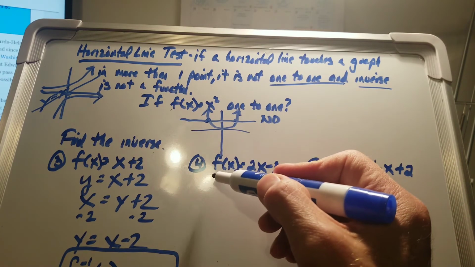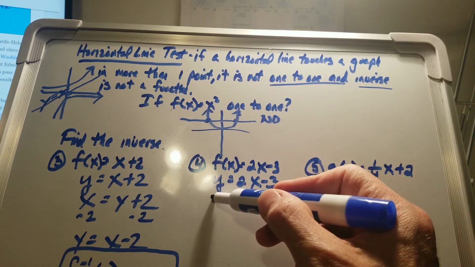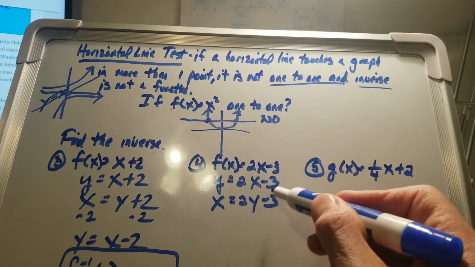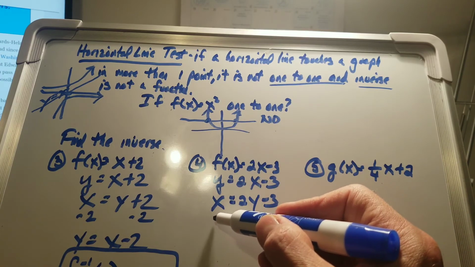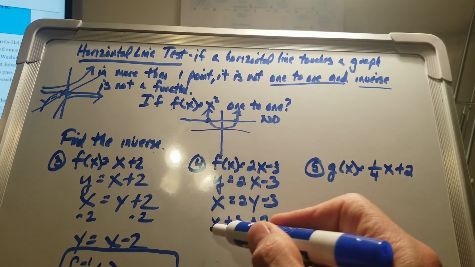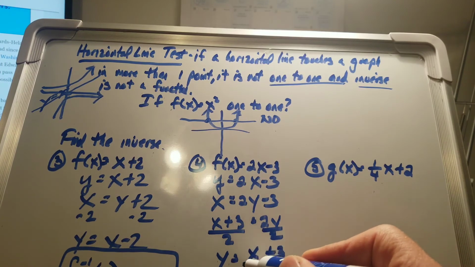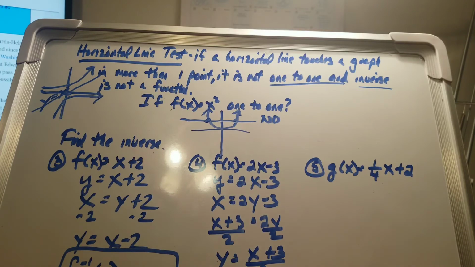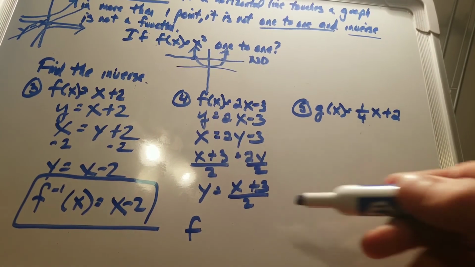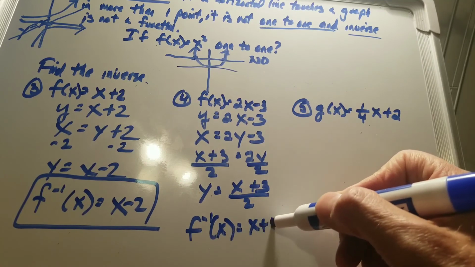Let's do it again. Always write y equals first. Now switch the x's and y's, and solve for the new y. That means move the 3 over, make it x plus 3, and divide by 2. So y is equal to x plus 3 over 2. And label it. So f negative 1 of x is equal to x plus 3 over 2.